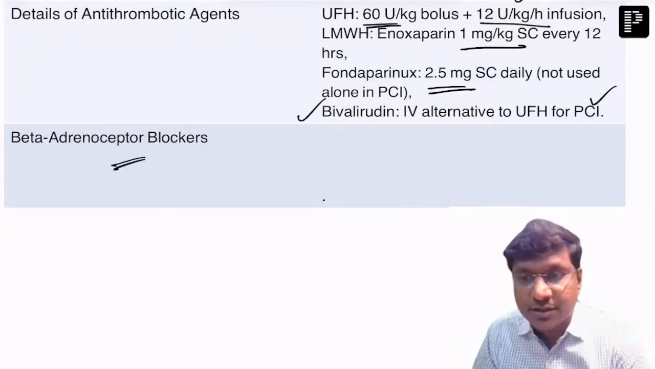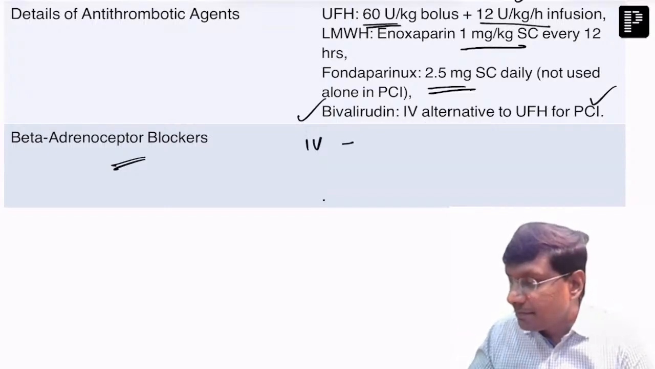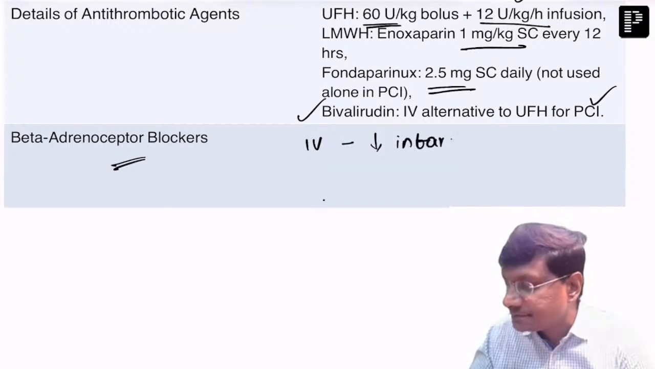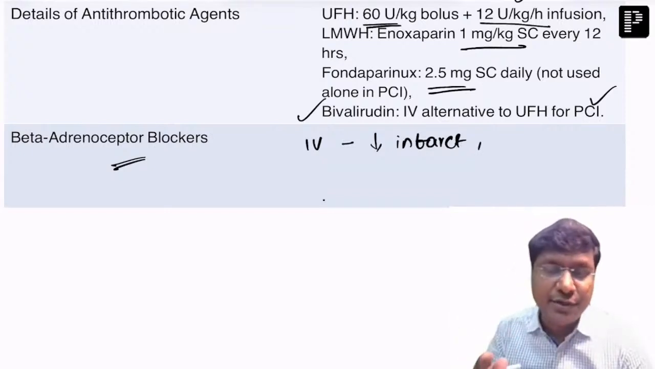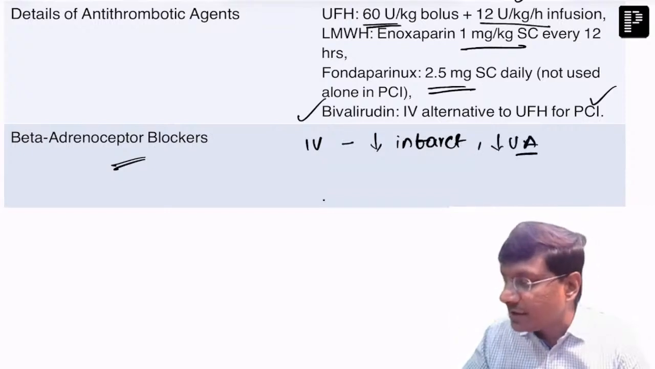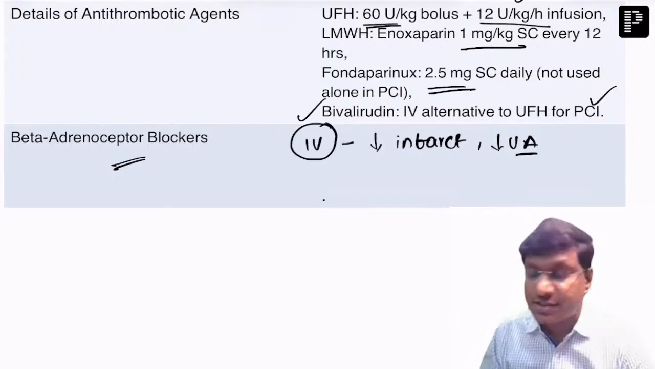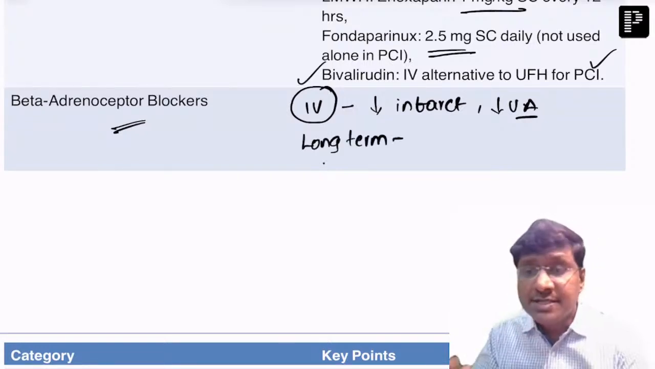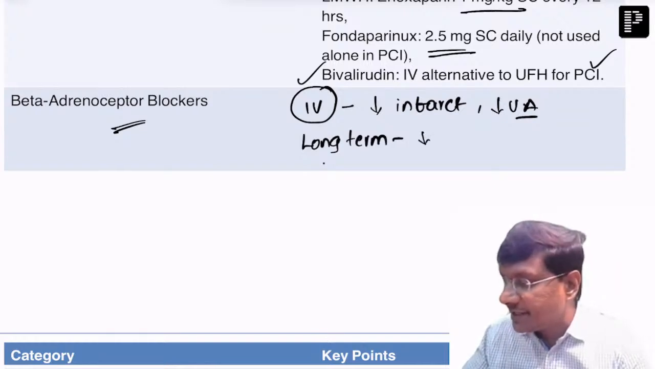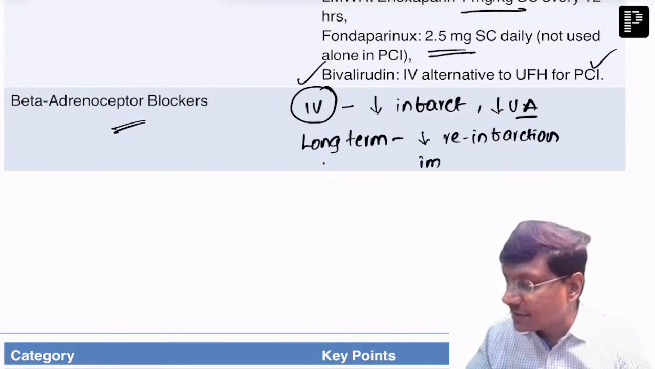Then coming to the beta blockers. You should give immediate IV beta blockers mainly to reduce the infarct size, right? It will not only reduce the infarct size, it will also reduce ventricular arrhythmias like VT as well as VF. That is the purpose of giving intravenous beta blockers. At the same time, the beta blockers also have to be given long term. The long-term beta blockers prevent reinfarction, right? They prevent reinfarction and they also improve the survival.